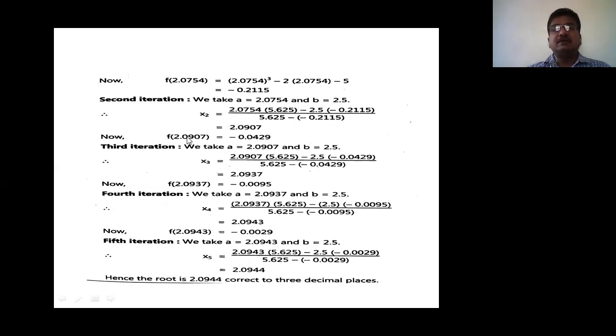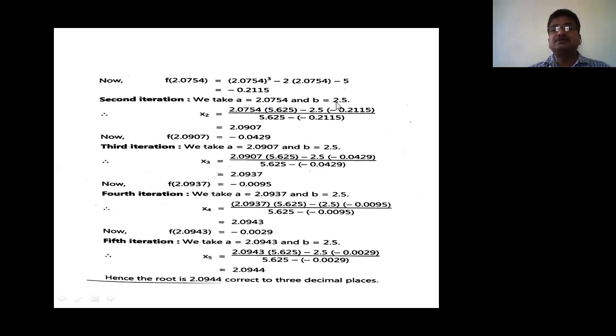x2 is 2.0907. Again, find the value at this point. At this point the value is negative. So out of these two, at 2.5 the value is positive, and at this point the value is negative, and therefore the root lies between 2.5 and 2.0907. Then again find x3 by using the formula.